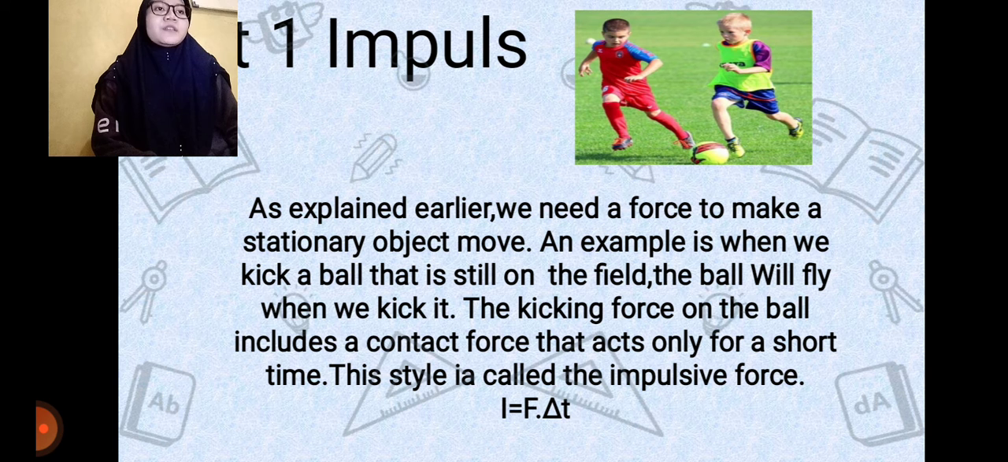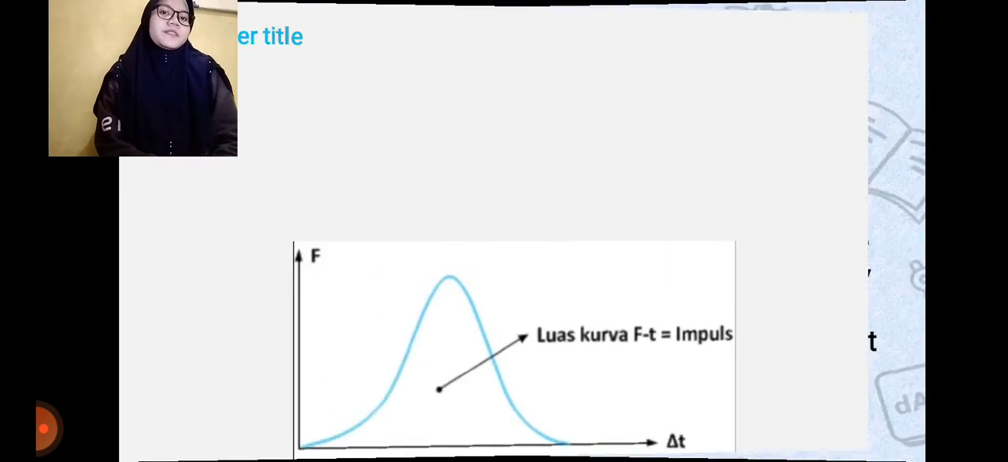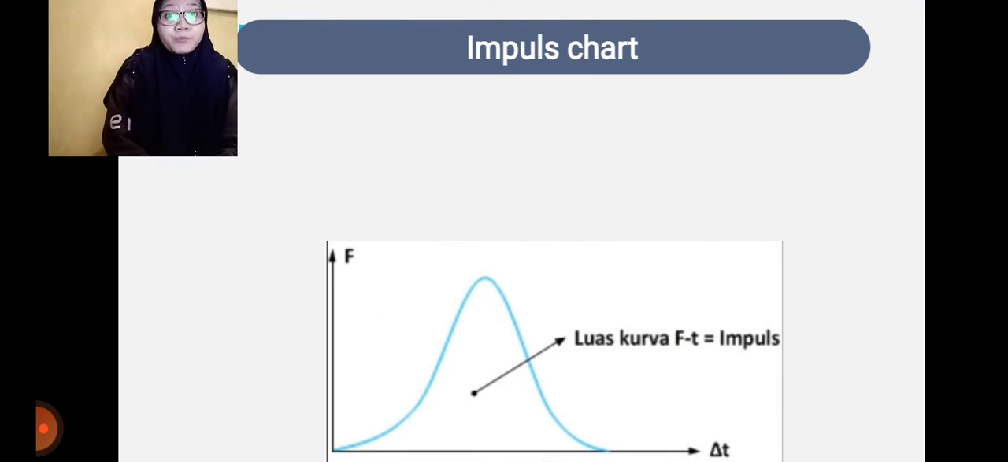I = F × Δt, where I is impulse, F is impulse force, and Δt is the time interval, t2 minus t1, in seconds. Next, impulse graph.